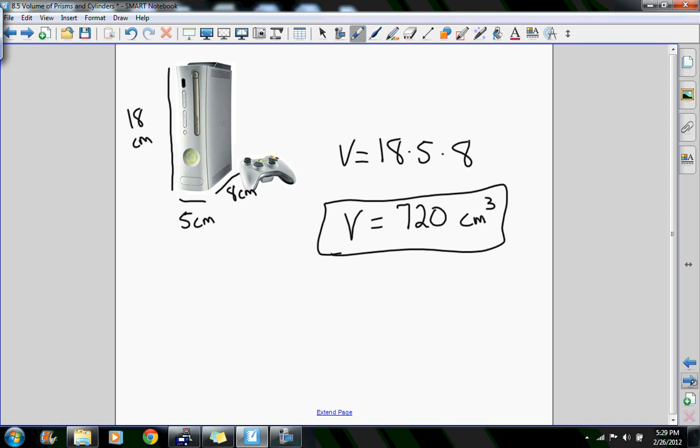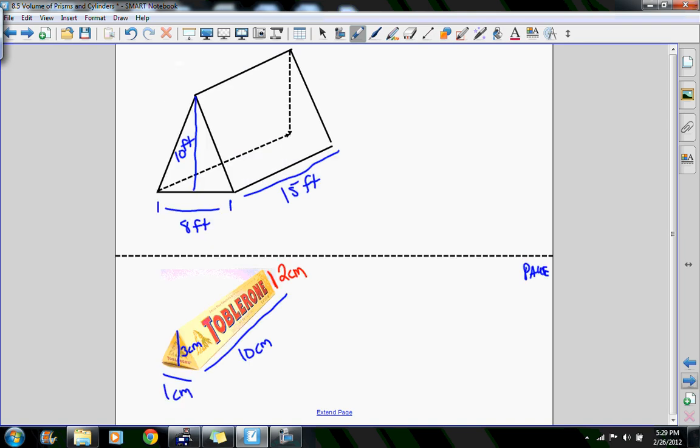Alrighty? So let's move on to triangular prisms, which are very similar. Once again, you have to find the area of the front face times the depth. Well, the front face right here is a triangle. Therefore, the formula is going to be a little different. You have to do 1/2 base times height, because it's a triangle, and then times the depth.